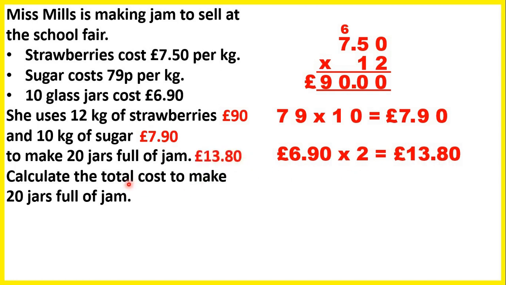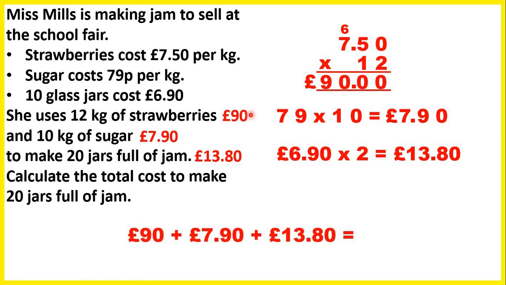So to find the total cost, we need to add what she spent on strawberries, what she spent on sugar, and what she spent on glass jars. And £90 plus £7.90 plus £13.80 gives a total of £111.70.